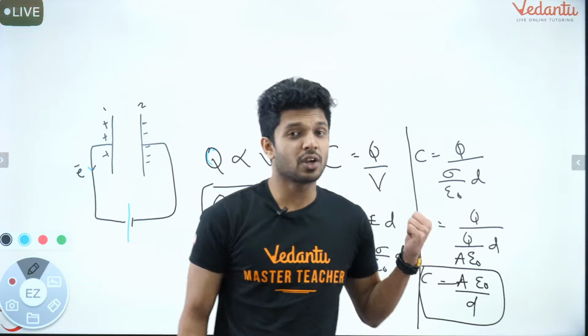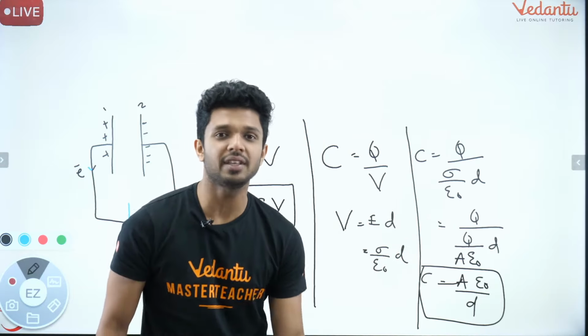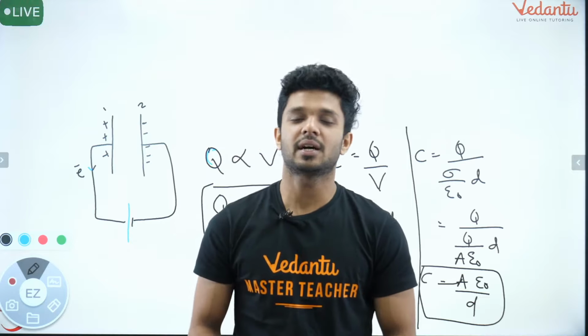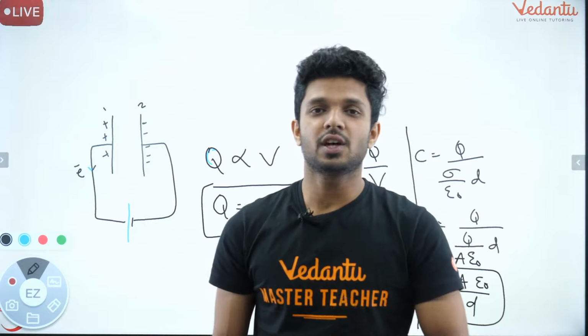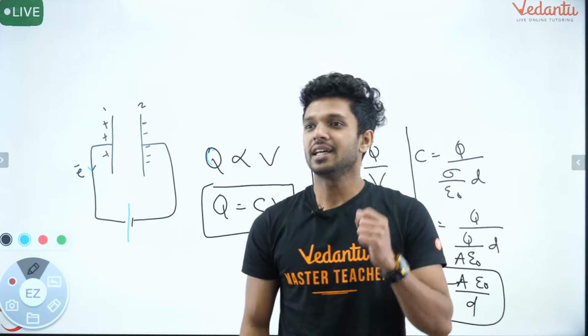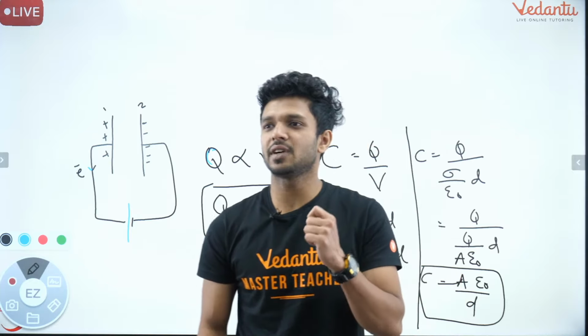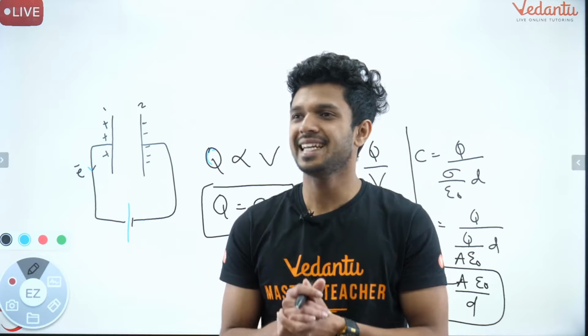Here epsilon 0 is the permittivity of air, because in between the plates you have air, and if it is not air, if it is some other dielectric or some other medium, you can put the permittivity of that particular material over there. All good? Any doubts? Anyone in the derivation? Because this is a really important derivation. Any doubt, anyone?